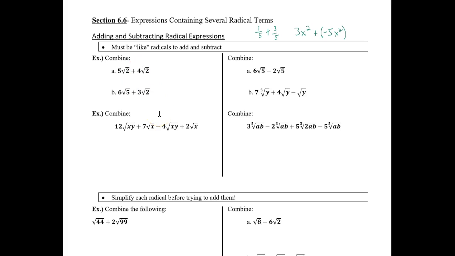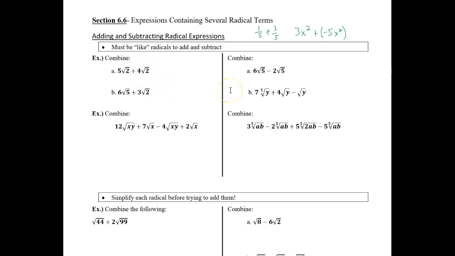Whether it's adding and subtracting fractions, polynomials, or radicals, we need to add and subtract like things or like terms. For a radical to be like, they have to have the same index and the same radicand. So a square root can only be added with a square root, and it must be the square root of the same value. So square root of 2 and a square root of 2 can be added, versus a square root of 3 and a square root of 4 cannot be added. So the same index and the same radicand. Remember, the radicand is the number underneath the radical.